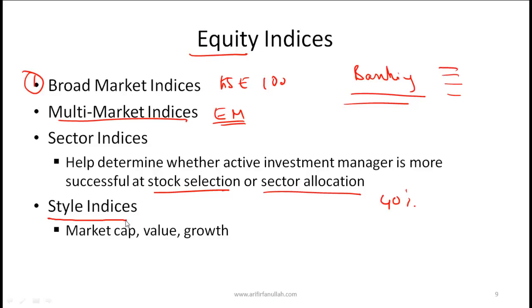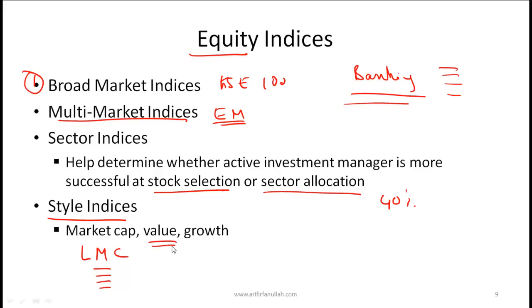We can also have style indices. So we can have an index that only reflects different types of market cap. You can have a large market cap index which consists of stocks that have very high market capitalization. You can have small market cap indices such as the Wilshire 5000, which is an index consisting of stocks that have small market capitalization. Value refers to value versus growth.